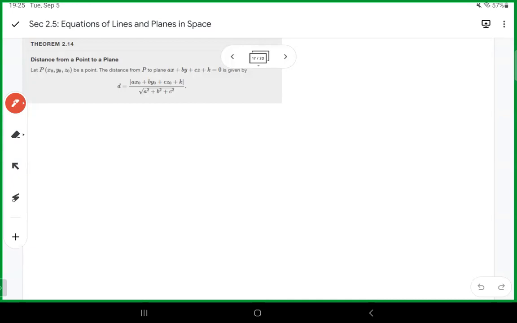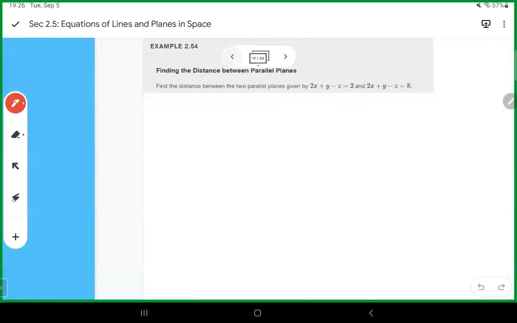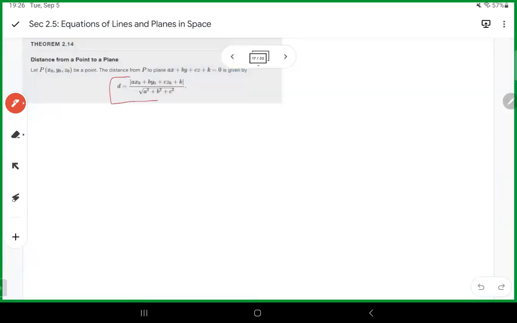All right, so this is your distance formula, and then we're going to do one example with it, and you guys are good. So the distance from a point to a plane. We have P given as x sub 0, y sub 0, z sub 0 to be the point, and the distance from point P to a plane, given as the equation, is the absolute value on top divided by the square root on the bottom. I'll save the PDF for you guys.